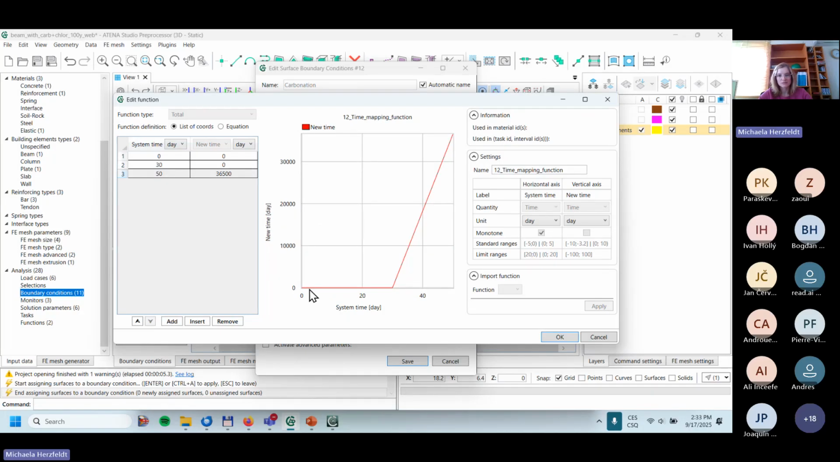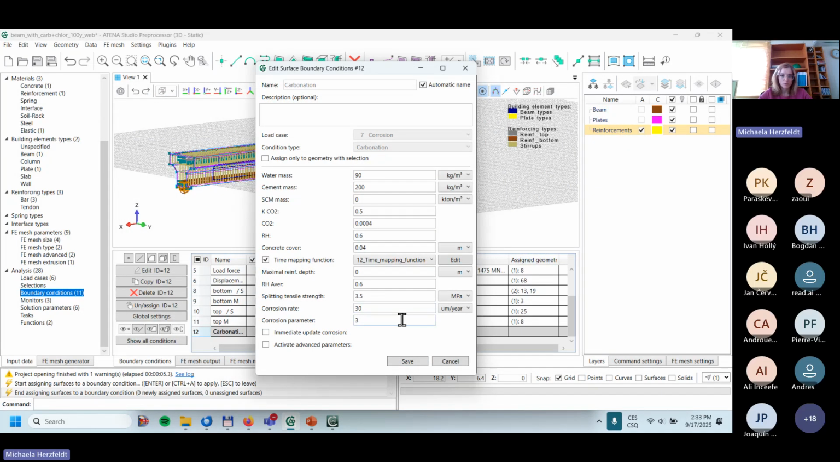So this is our time mapping function, because this part will be from like 0 steps to 30 steps in loading history, whereas some other preloading happens before we assume that the corrosion loading case starts, and when it starts we map it to the time. Okay, so from time mapping we continue with parameters here.